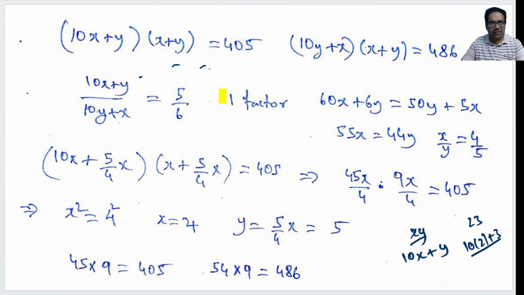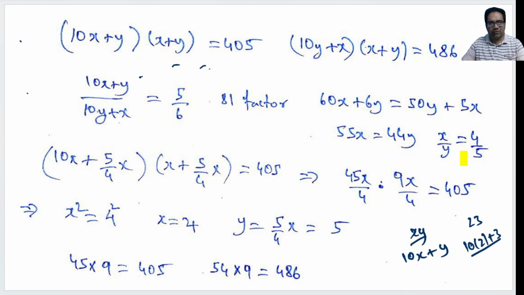We can clearly see 81 times 5 is 405, and 81 times 6 is 486. So this becomes 5 by 6. Let us simplify this further. 6 times (10x plus y) becomes 60x plus 6y, equals 5 times (10y plus x), which is 50y plus 5x. This means 60 minus 5, 55x, equals 44y. That means x by y equals 4 by 5, so y equals 5 by 4 x.